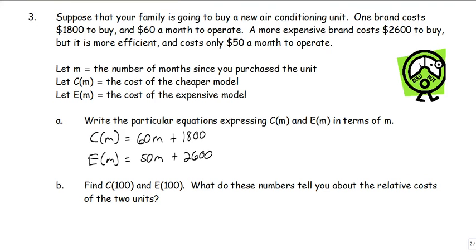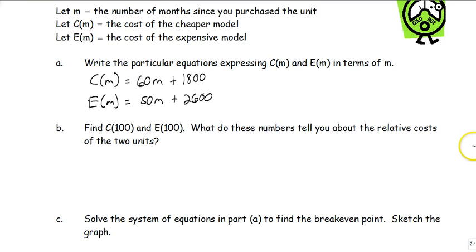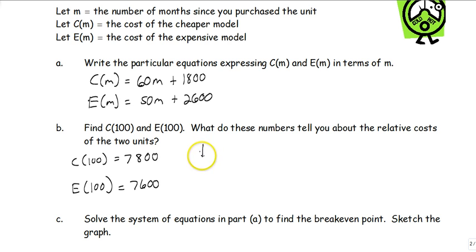So then we say find C of 100 and E of 100. So we're going to basically find the cost of each of these when the month is 100. So C of 100, when you plug in 100, you get 6,000 plus 1,800, you get 7,800. And E of 100, you get 5,000 plus 2,600, you get 7,600. And what do these numbers tell you about the relative cost? Well, notice how the expensive model is now cheaper.